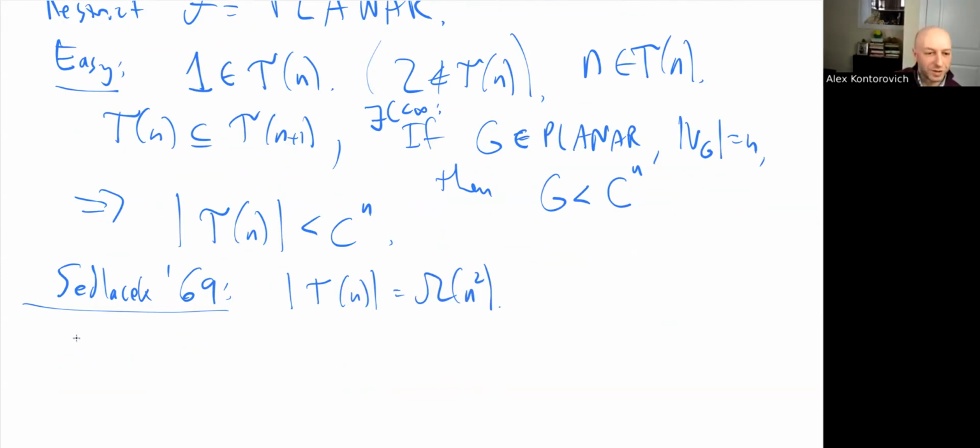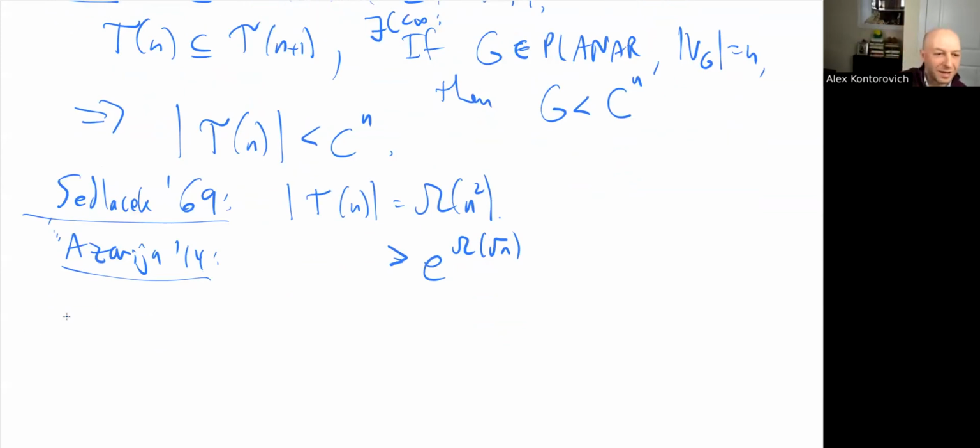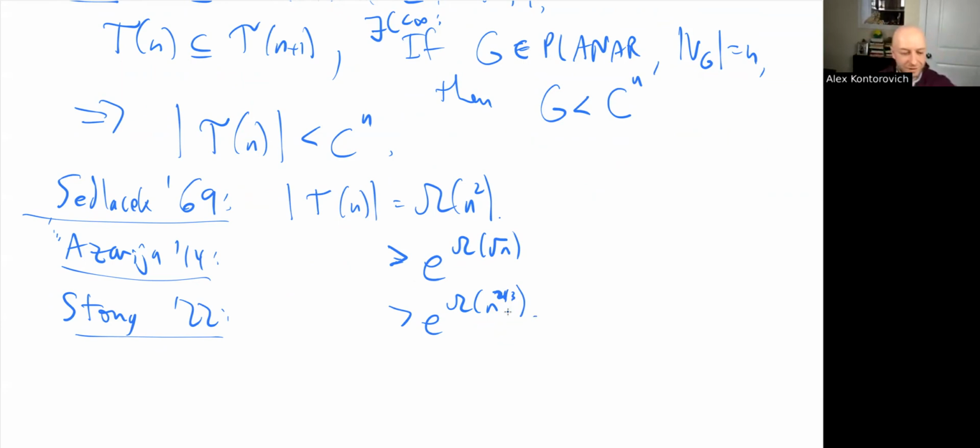There was more recent work on this, and I'm skipping quite a bit. More recently, Azaria showed that this is at least e to the root n, ignoring some log factors. And then Stong showed in 2022 that you can do a little bit better and get up to n to the 2/3.